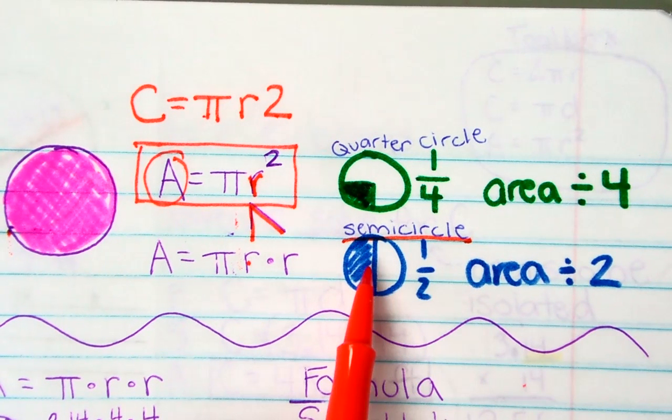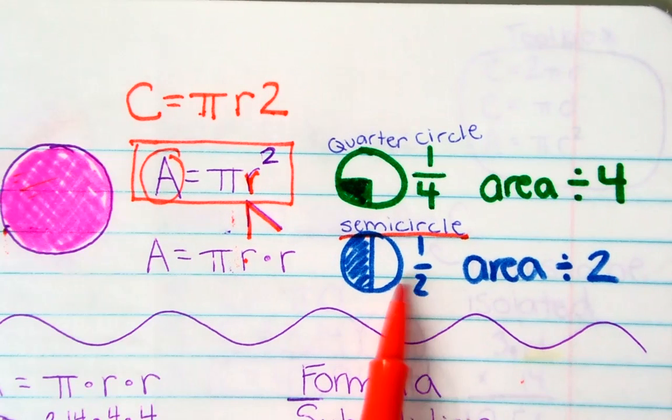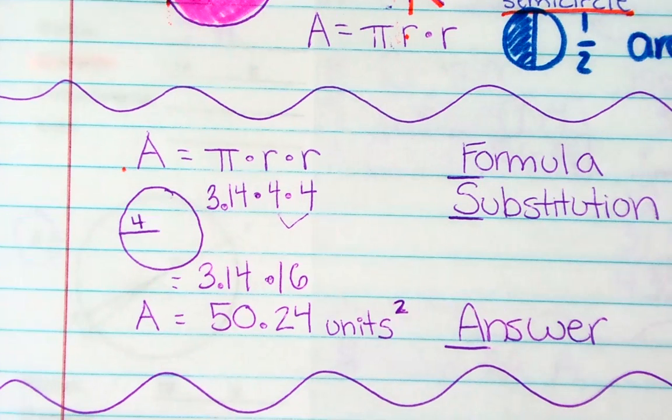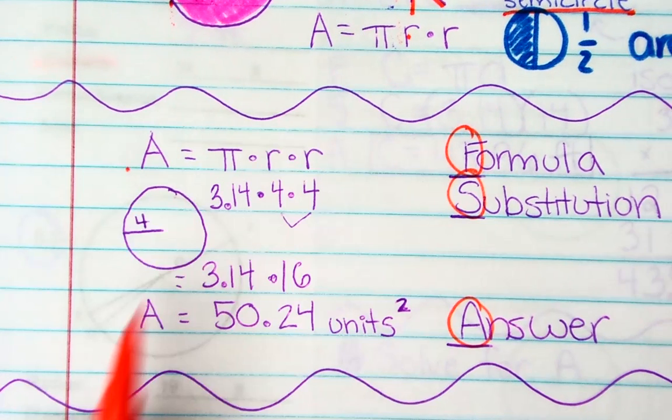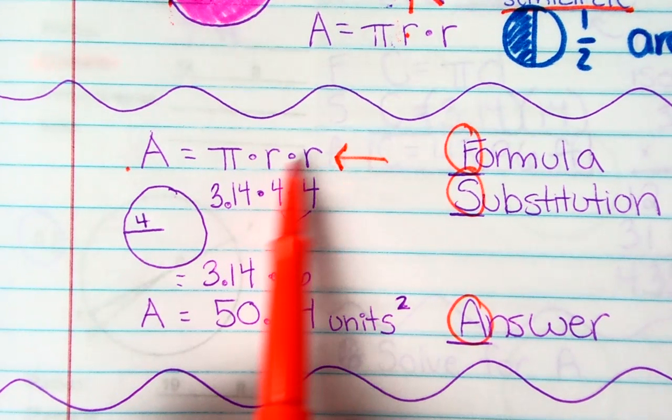I might ask you what a quarter circle is. So if you found the area of a circle, and I want a quarter circle, you'd find the entire area and divide it by 4. Same thing with a semicircle. If I want half of a circle, I would find the entire area, right, everything inside this shape, and divide it by 2. Okay? So again, we have a formula, so we're going to do our FSA.